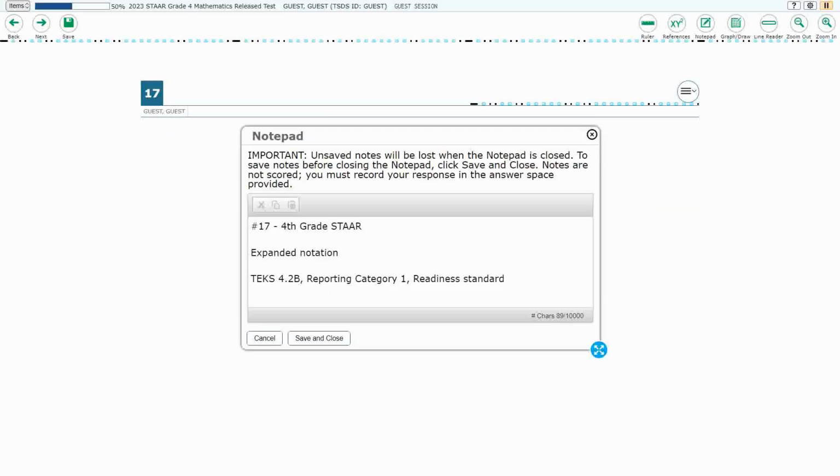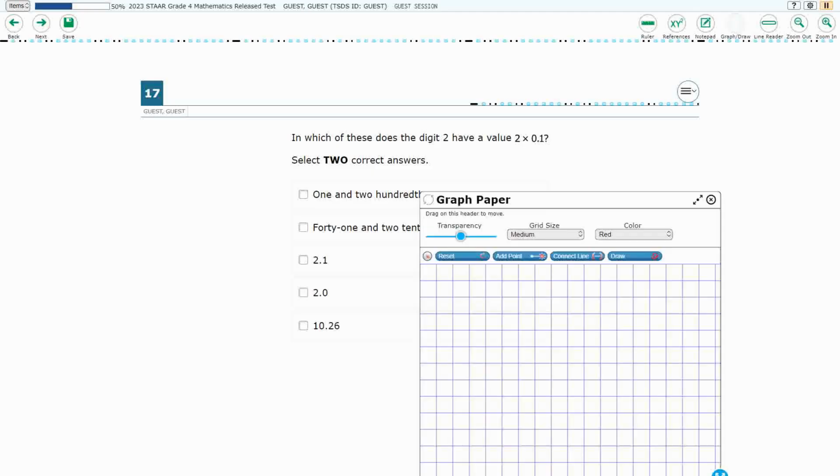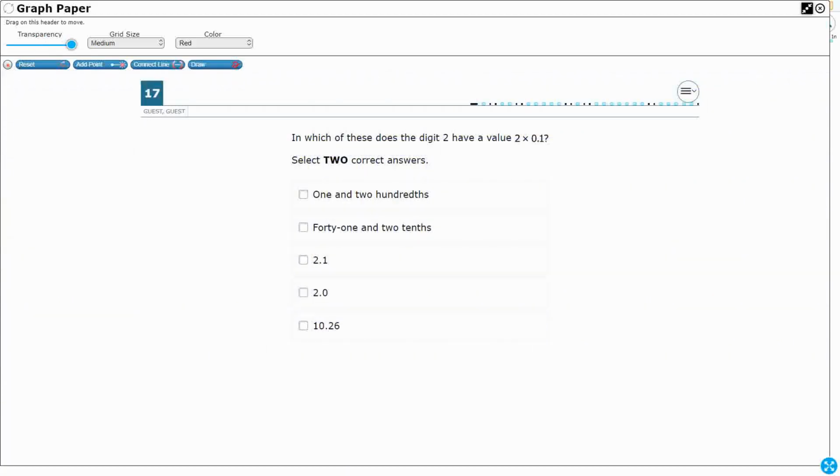For number 17, we are looking at expanded notation. This is a readiness standard, TEKS 4.2b, reporting category 1. So it's multiple select. We need to select 2 correct answers. And in which of these does the digit 2 have a value of 2 times 0.1? All right, so let's take a look at what we have here. We got some words, and we've got some digits.